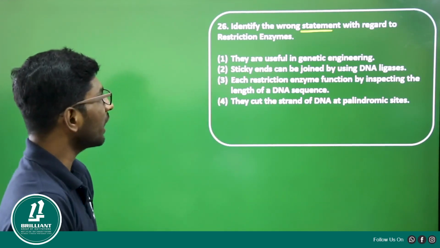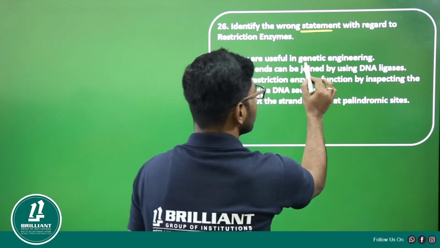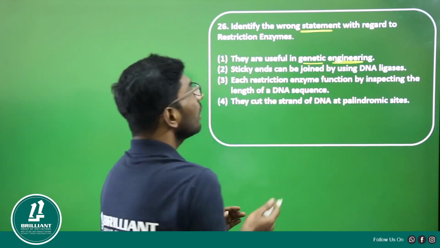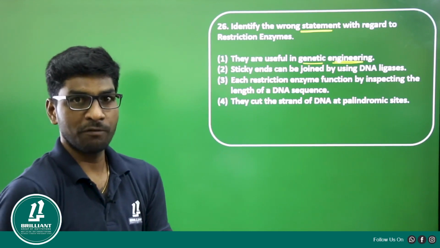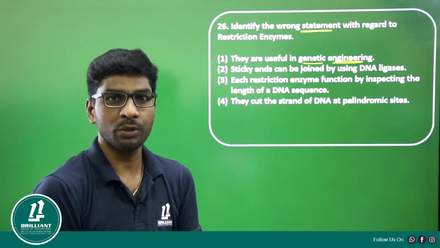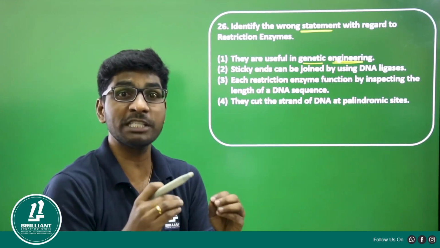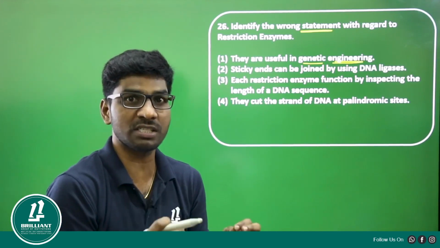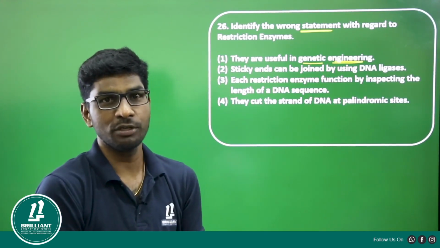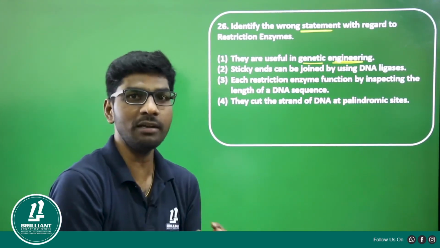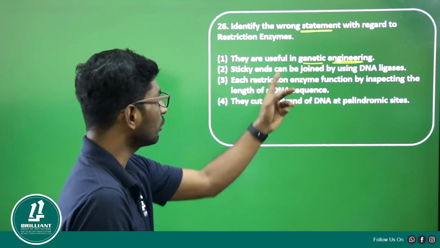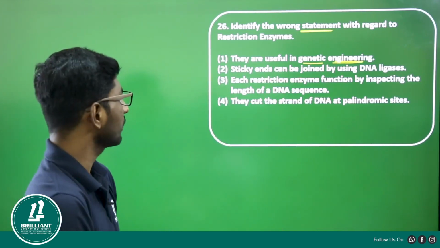Option number 1. They are useful in genetic engineering, right? In genetic engineering, the first major tool, the enzyme which cleaves the DNA at a specific site, is known as the restriction enzyme. So restriction enzymes are useful in biotechnology and also genetic engineering. Fine, it's the right one.